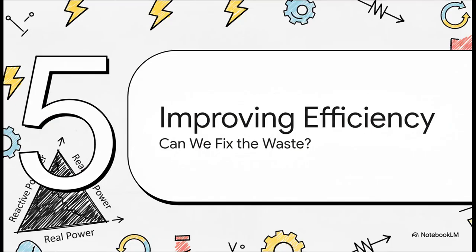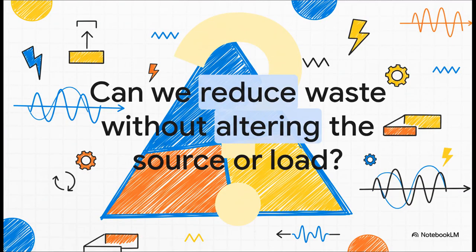So that leads to the obvious question. Can we do better? Can we stop that waste and get that energy back? You bet we can. The source material poses the perfect engineering challenge here. If we can't change the power company's generator, and we can't change the factory's motor, is there still a way to make the whole system more efficient? The answer is a resounding yes, and it's a pretty clever trick.